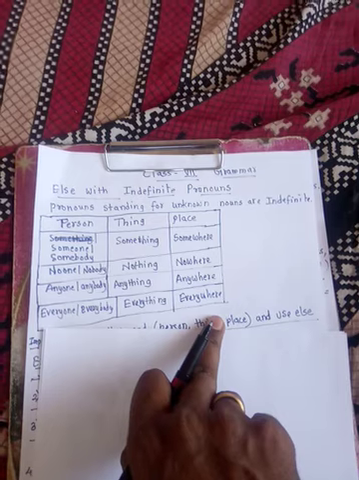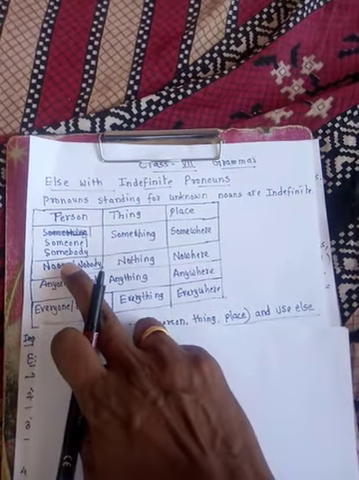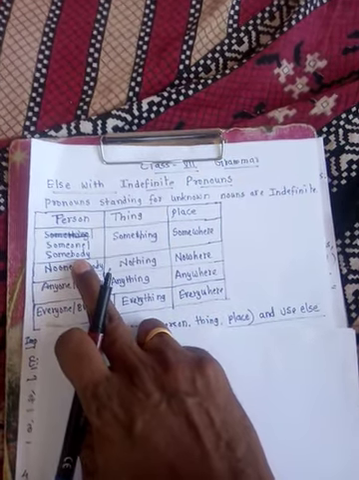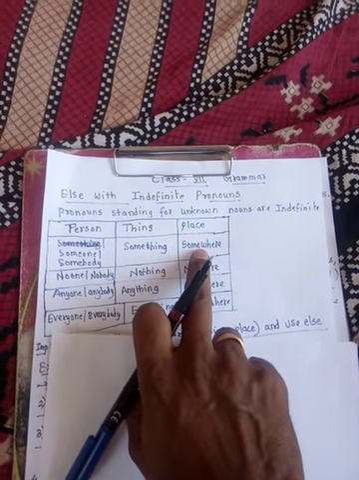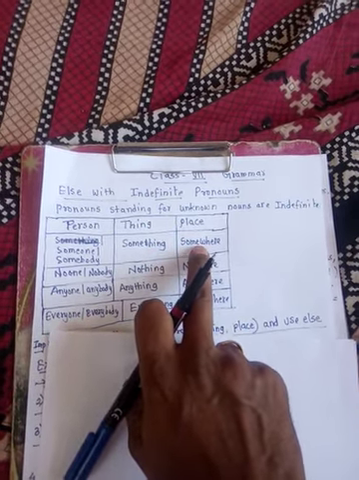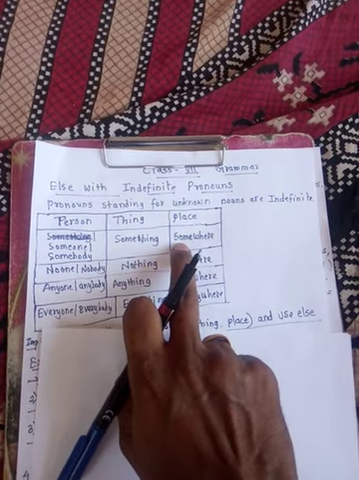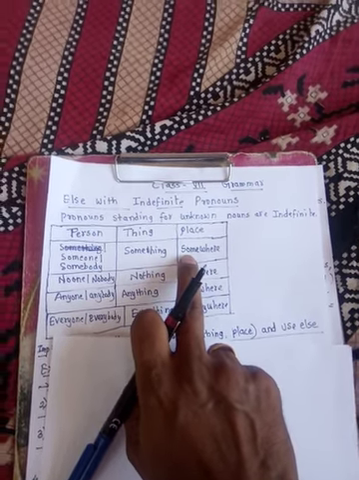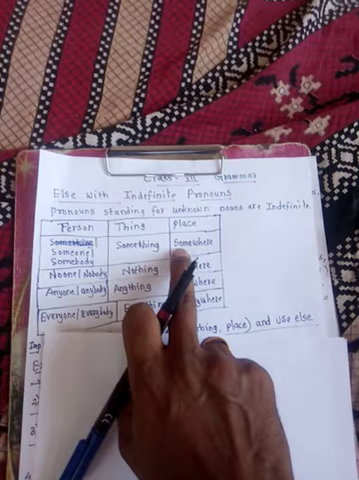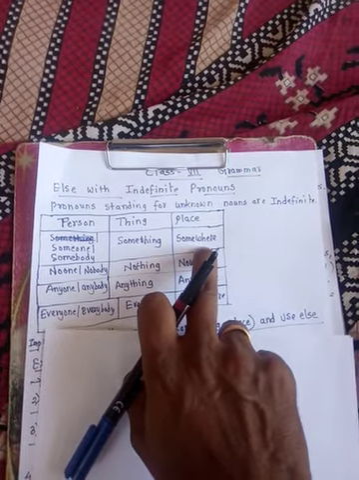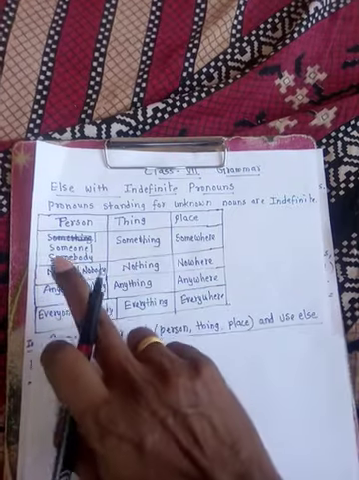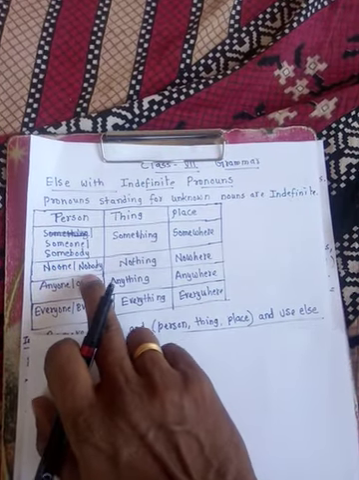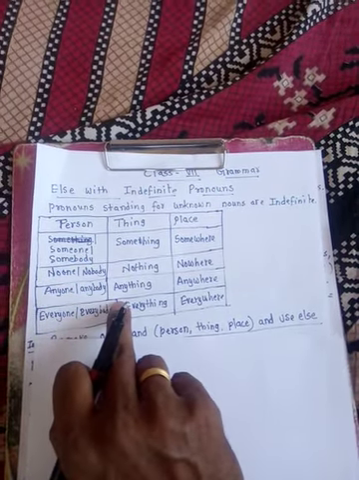Why are they called indefinite? Because they stand for unknown person, place, or thing. For example, somewhere. Somewhere means it may be any place. So it is coming for an unknown place. As it is coming for an unknown place, it is called indefinite pronoun. Like that, someone, somebody, no one, nobody, or everyone, everybody.